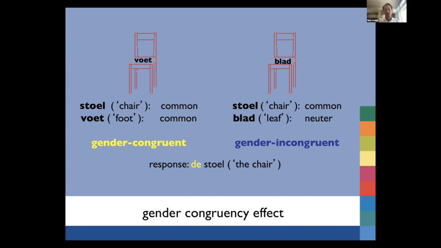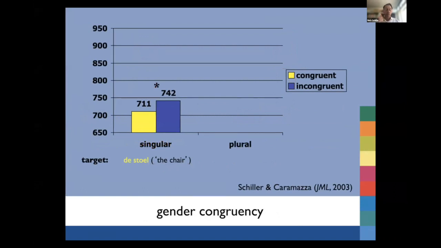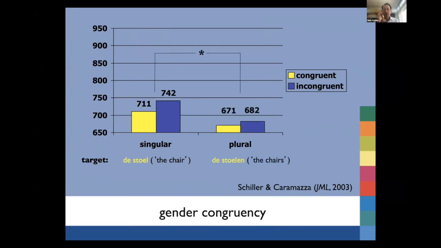But if you compare these two conditions, that is to say, the gender congruent and the gender incongruent condition, what happens is that people are faster in the gender congruent than in the incongruent condition. Now, if you look at the plural, this is no longer the case. And our assumption, or the explanation for that, is that in the plural, there's only one determiner for both genders. So you find the gender congruency effect only in the singular when the determiners are different, but not in the plural, where there is the same determiner being used for objects that have both genders.